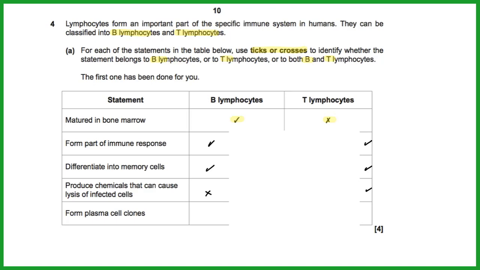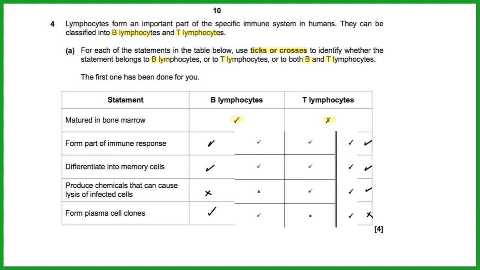And which ones form a plasma cell clone? Well, B lymphocytes, remember, differentiate into plasma B cells, which make the antibodies, and memory B cells, and T lymphocytes don't form plasma cell clones. They do differentiate into other ones, but they don't form plasma B cells. So that one is incorrect for T lymphocytes. So it was 1 mark per correct row, not per tick, per correct row.